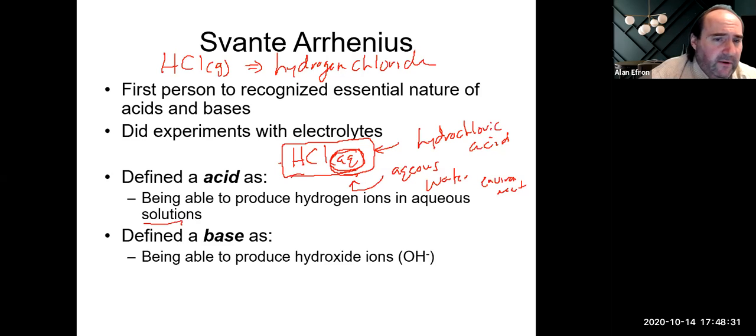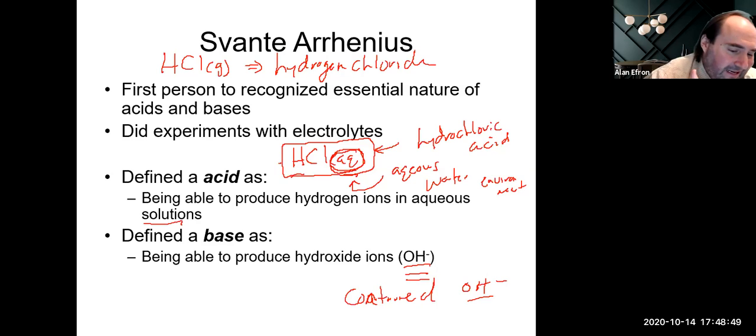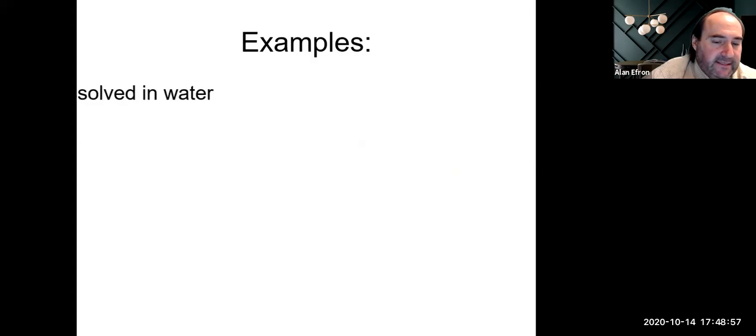So this was a very good step in terms of acid and base definitions. It was limited because he did a lot of work with electrolytes, and he did a lot of work with bases that really only contained hydroxide in it. So he did a lot of work with bases that contain hydroxide. And that led us to a more generic definition of an acid and base.